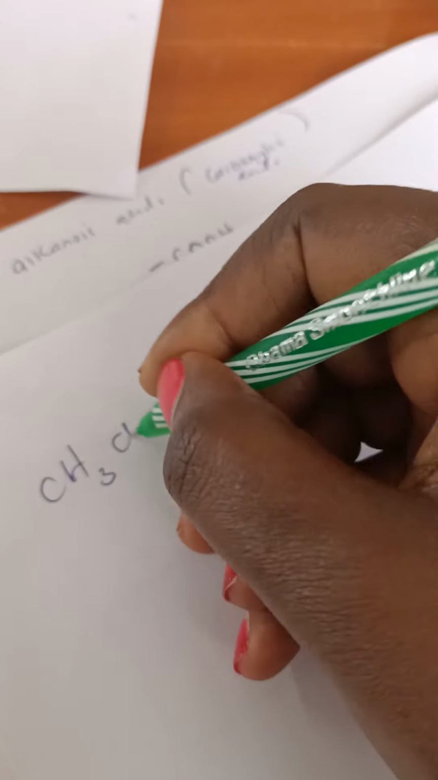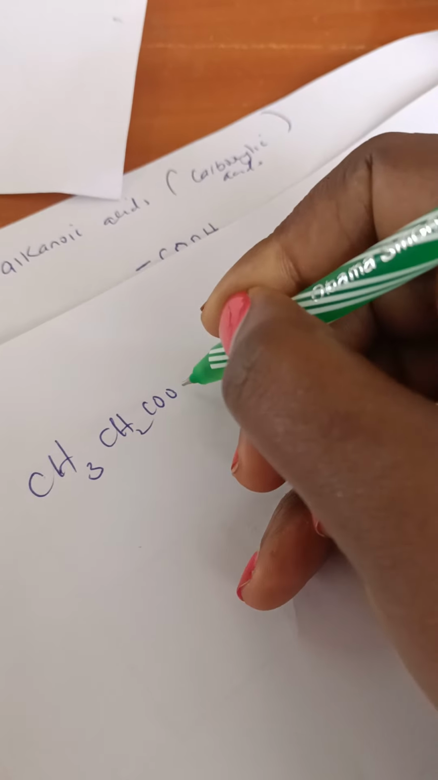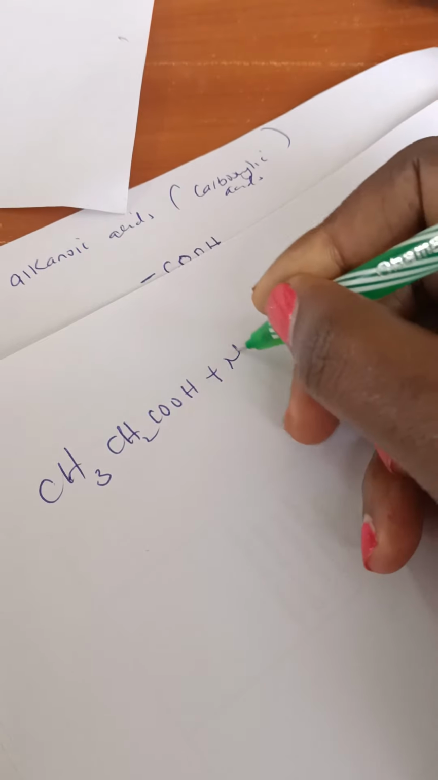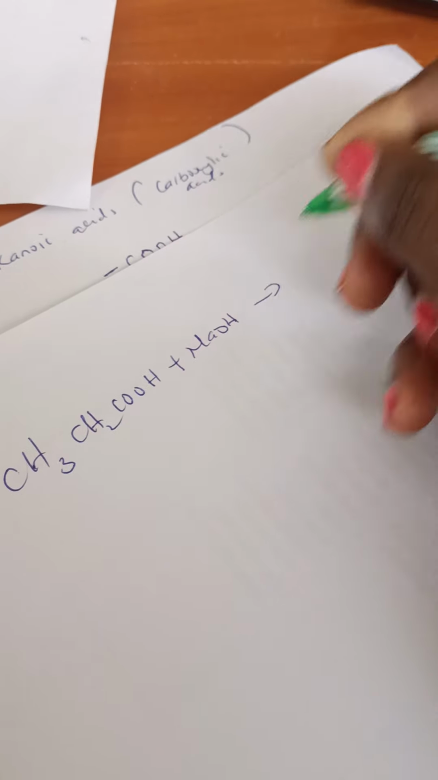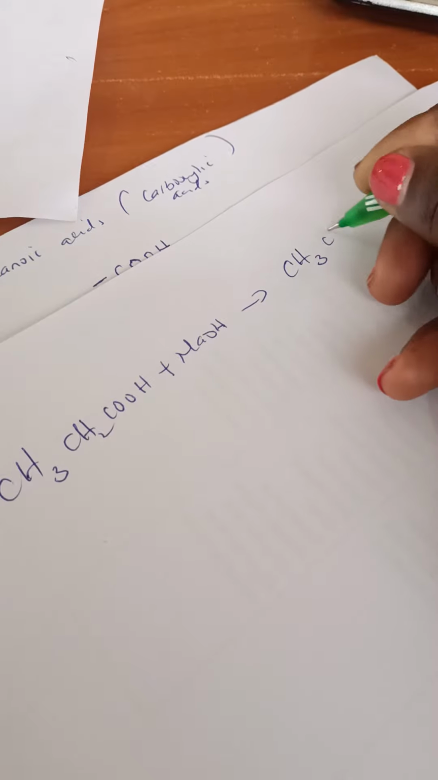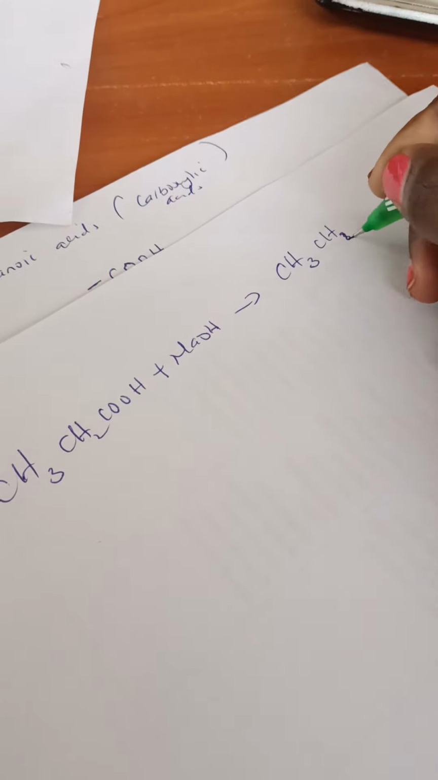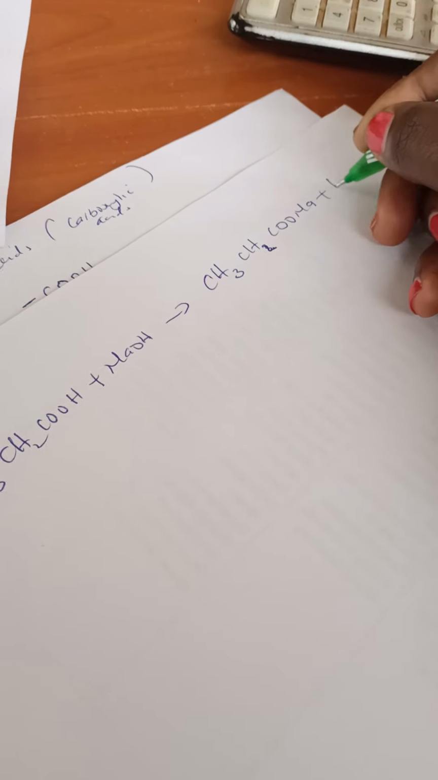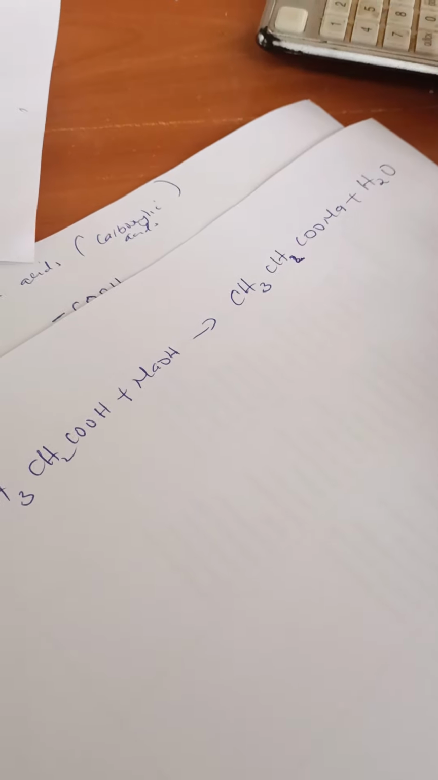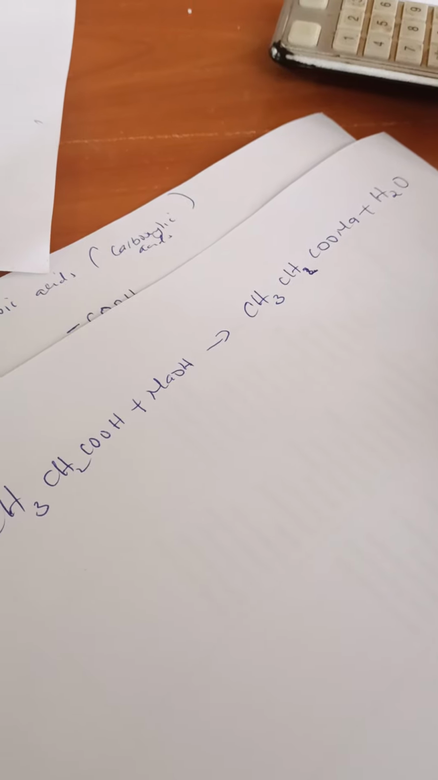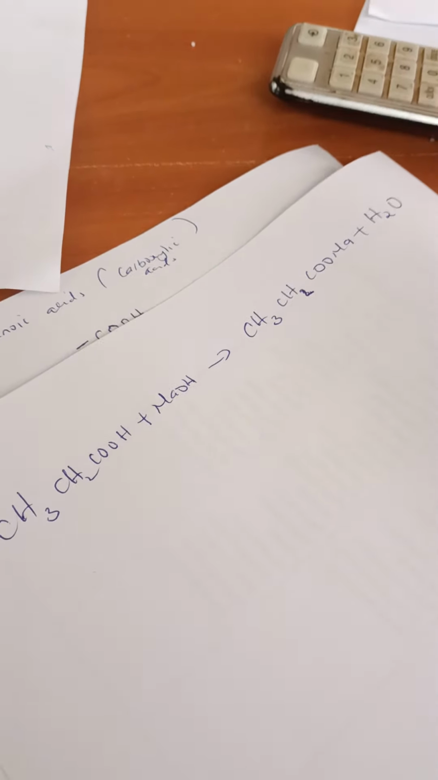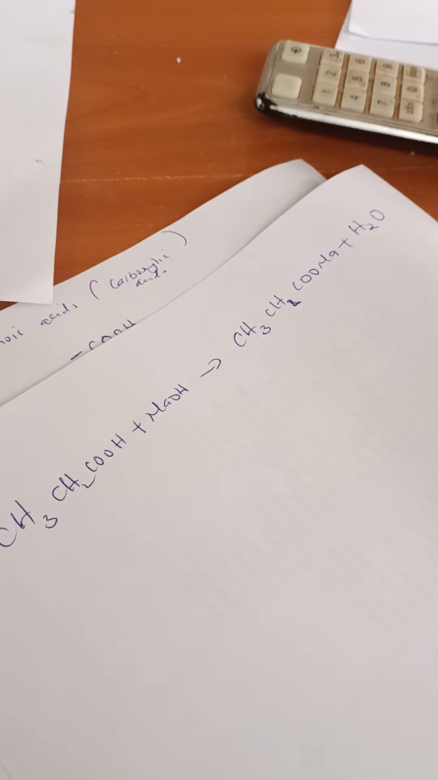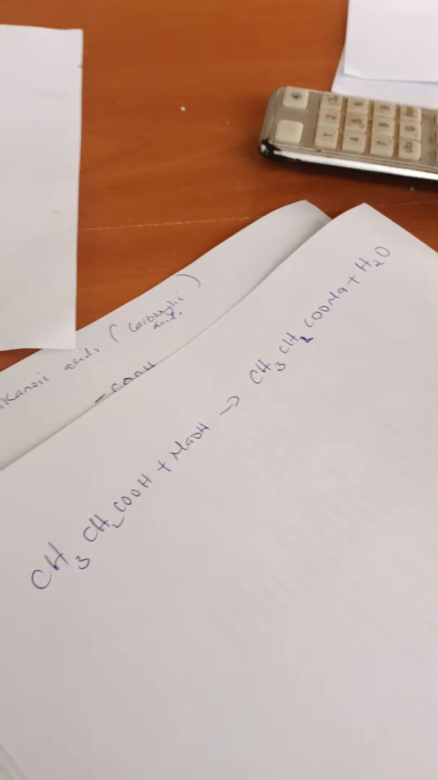The reaction of alkanoic acid: we were checking propanoic acid plus sodium hydroxide to get sodium propanoate. You replace H with sodium, and water is formed. It is a neutralization reaction, and it's balanced that way. Generally, when alkanoic acid reacts with alkali, you get alkanoate plus water.